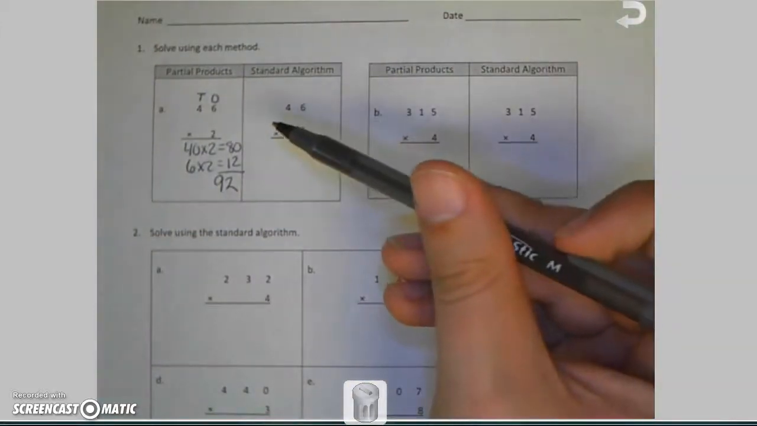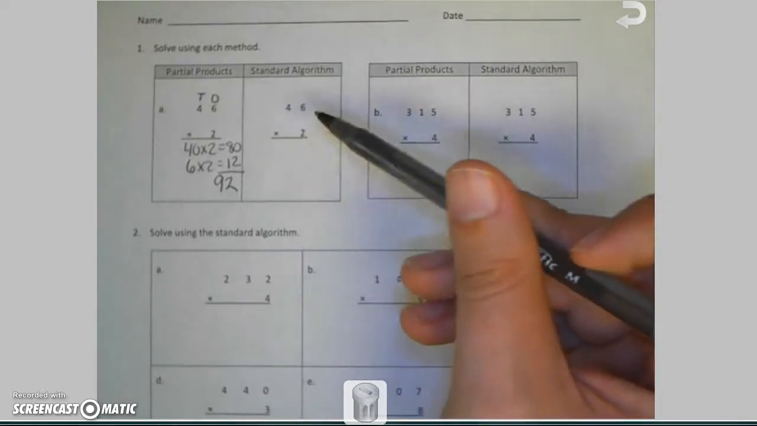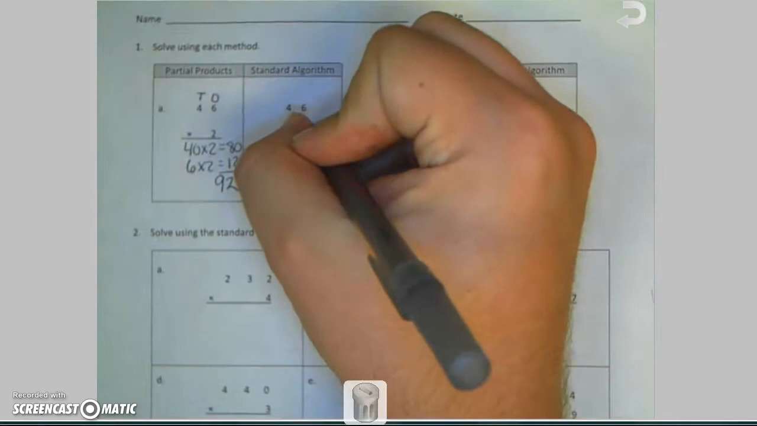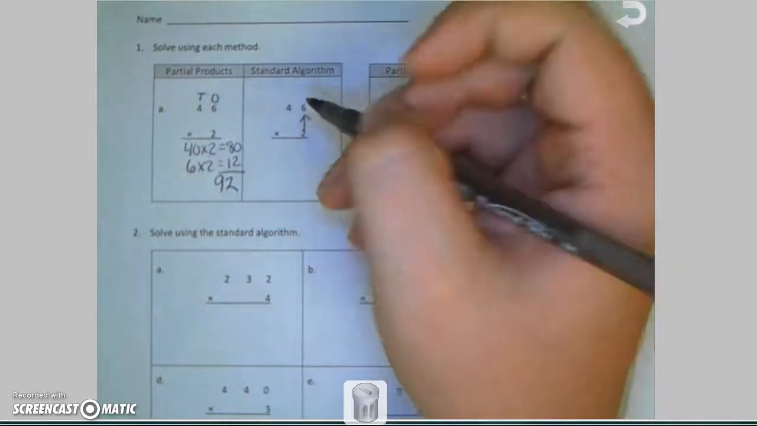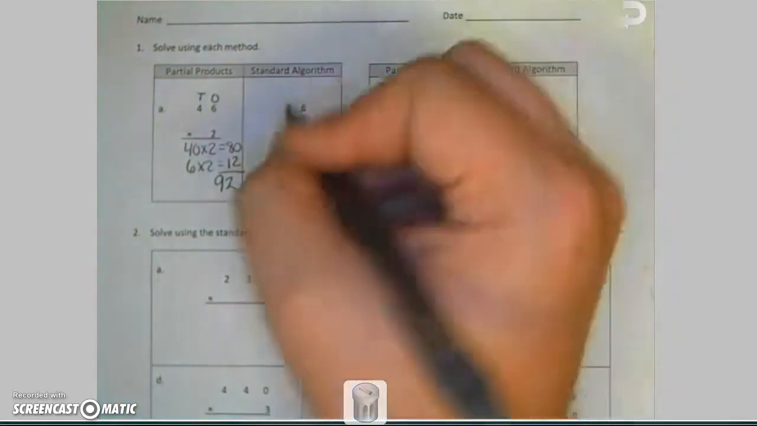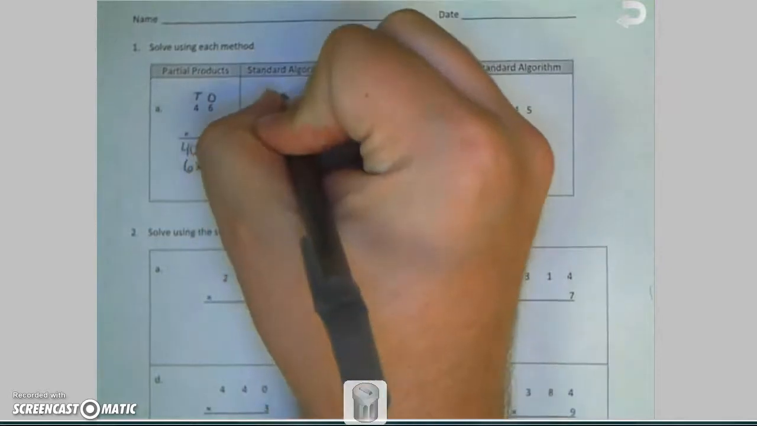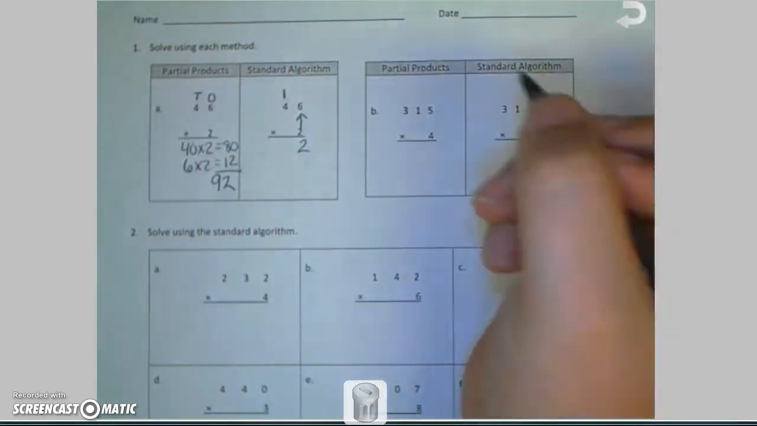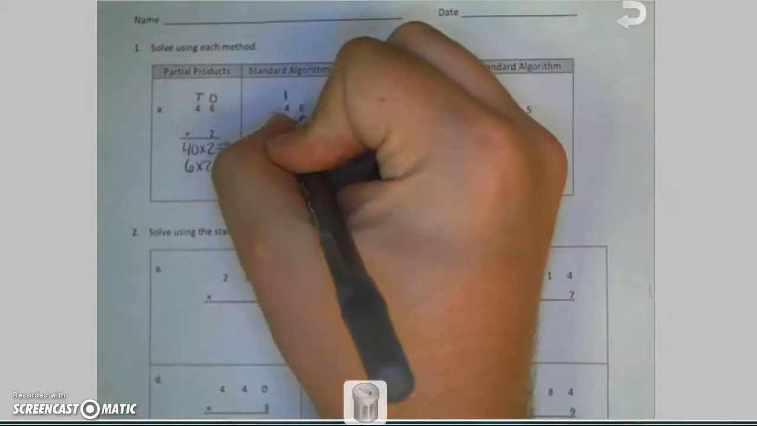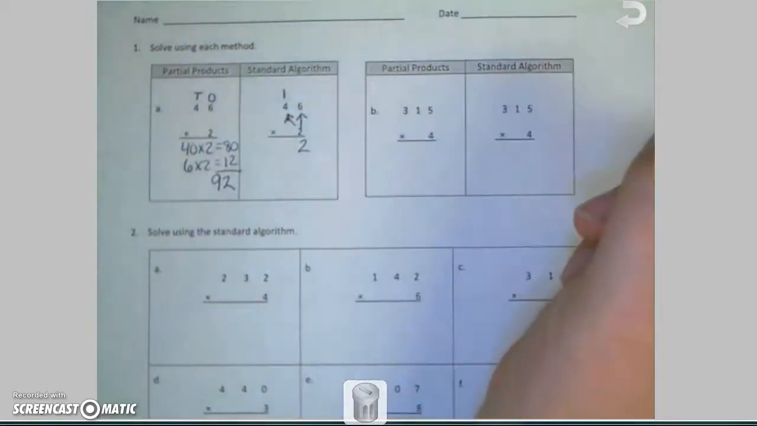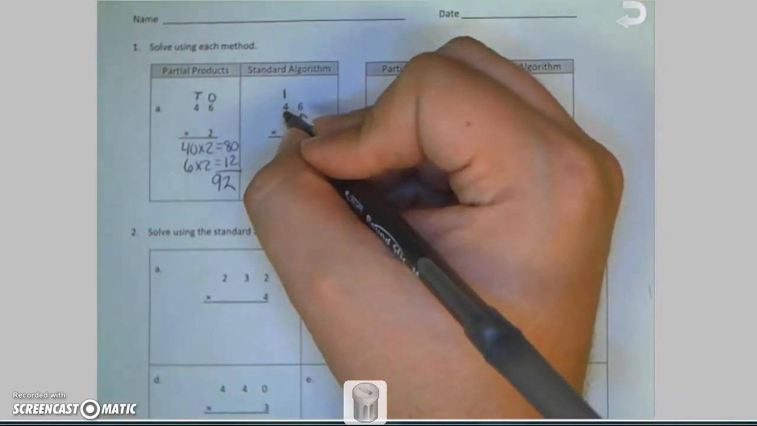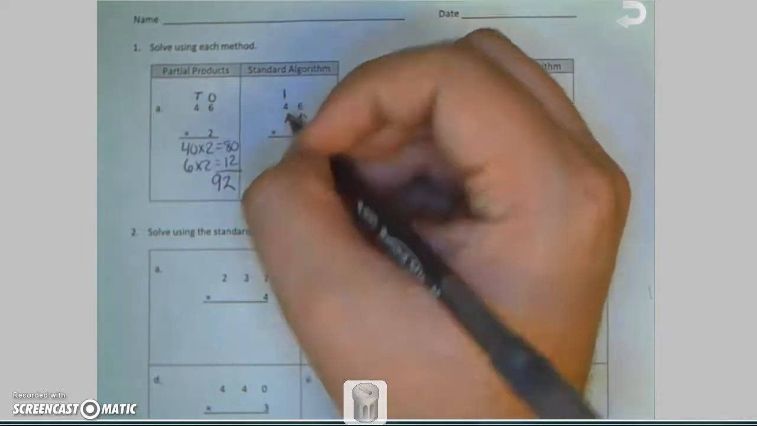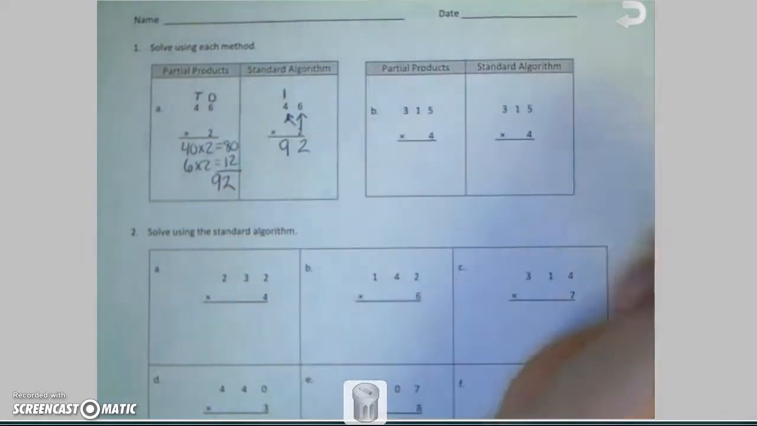Now, we should be able to make sure we have the right answer doing our standard algorithm. So our standard algorithm, we do 2 times 6, and again this is in the ones place, so 2 times 6 ones gives us 12, which is 2 ones and one group of 10. Now we're going to do 2 times 4 tens. So 2 times 4 tens gives us 8 tens, plus this one extra 10, which gives us 9 tens total. So our answer for 46 times 2 is 92.